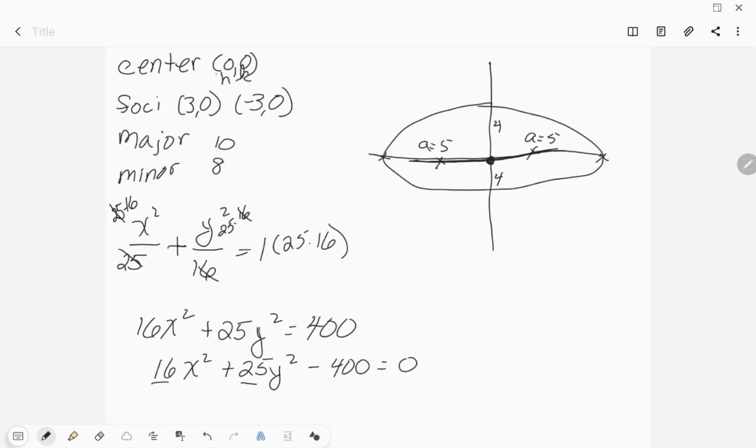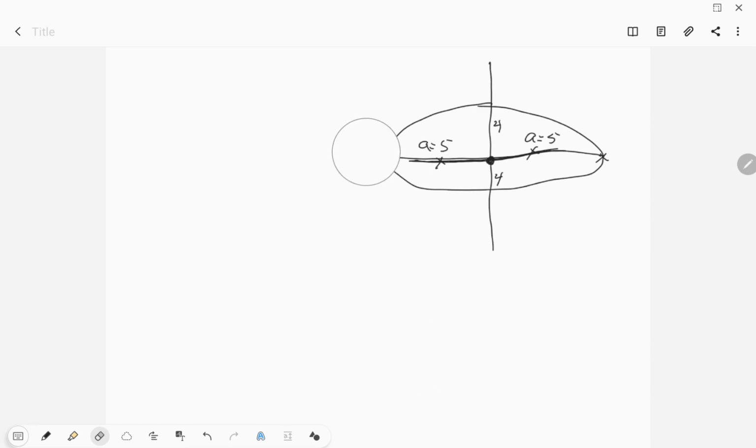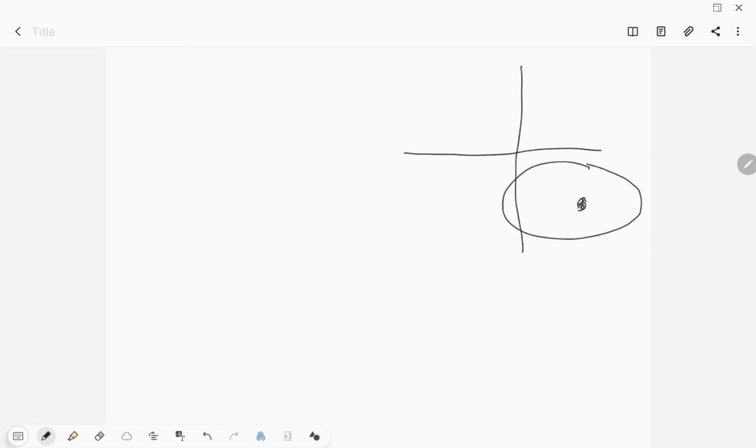Example 3a. I'm going to do 3a this time. Instead of giving you a list of information like they did on this one, in example 3a they actually give you the picture instead. So if I look at the picture, and again, I'm just going to give a real quick representation of it, the center is like here, and it's going like this. You can look at it in your book, example 3a, page 146.